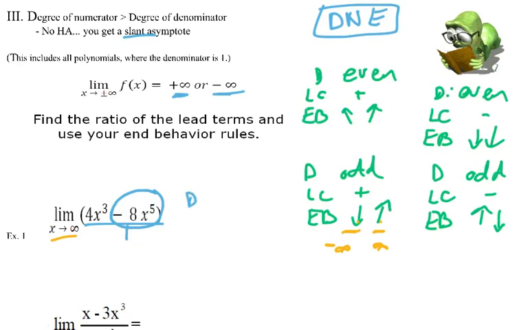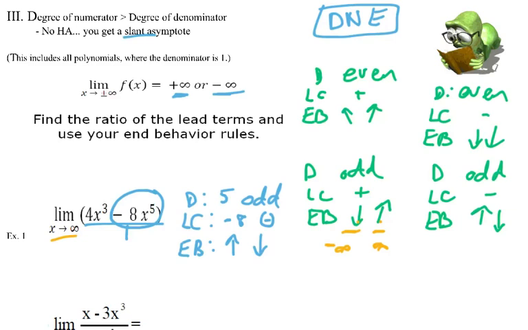So my degree is 5, which is odd. My leading coefficient, and again, you have to be careful here, my leading coefficient of that term is not 8. It is a negative 8. So we've got an odd degree and a leading coefficient that is negative. That means my end behavior is going to be the up-down motion. But that's not my final answer, okay?